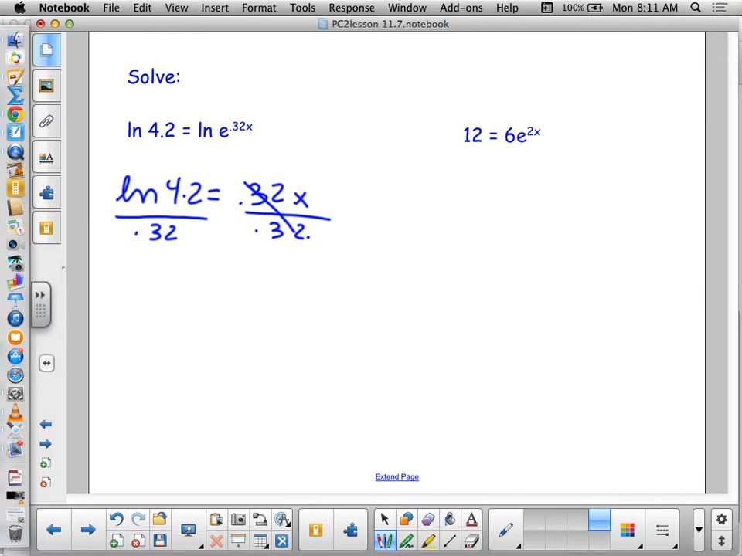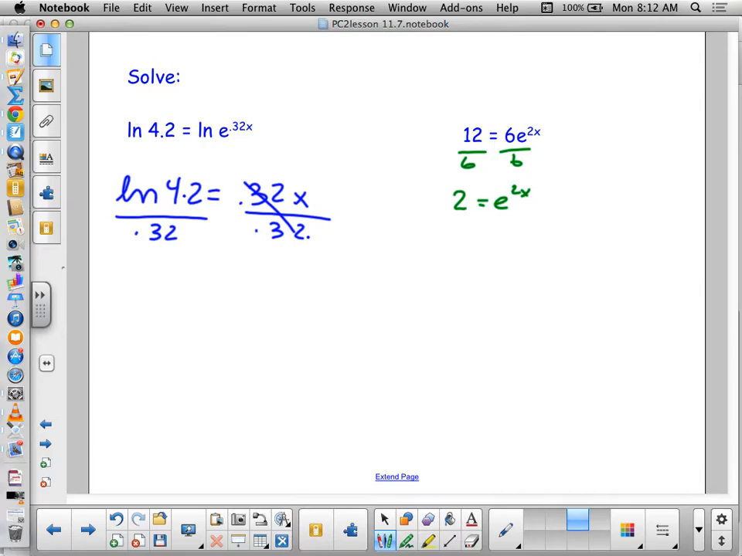Here I have an exponential function. Again, just as normal, I try to get my exponential base by itself. 12 equals 6 times e to the 2x power. I divide by 6 first, so I get 2 equals e to the 2x. So I don't have to deal with all that multiplication stuff. I just isolate my exponential.